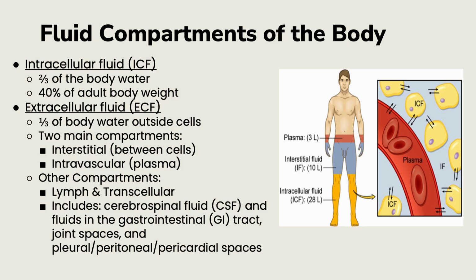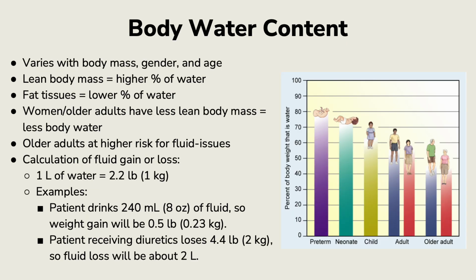Okay, understanding these compartments is important because we need to understand fluid shifts between them, because it can affect blood pressure, circulation, and cellular function. So we need to have the right amount of fluid in the right spaces with the right electrical charge. Okay, body water content varies based on age, gender, and body composition. Individuals with greater lean body mass have a higher percentage of body water because muscle tissue contains more water than fat tissue.